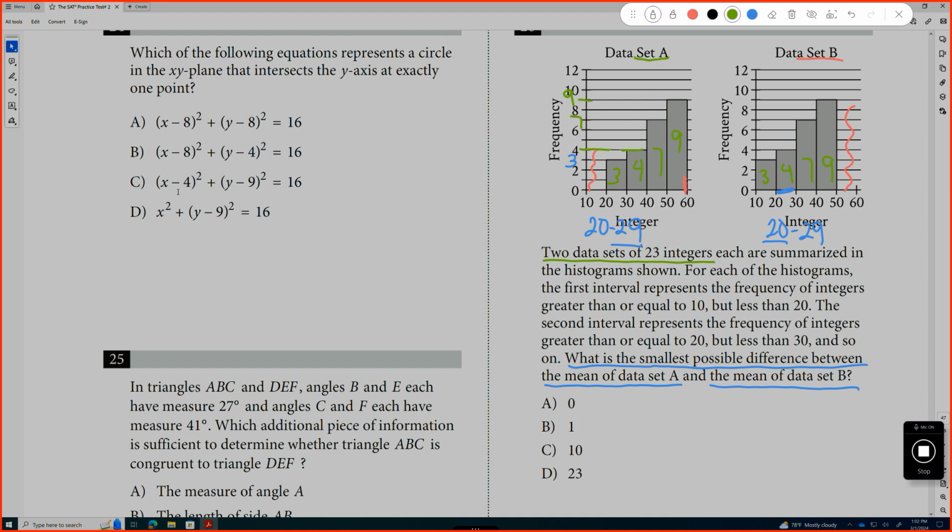So for data set A, we're going to use 3 values from the first bar, which we're going to leave as 20, not 29, because we want the smallest difference. So we're going to do 3 times 20 plus 4 times 30 plus 7 times 40 plus 9 times 50.